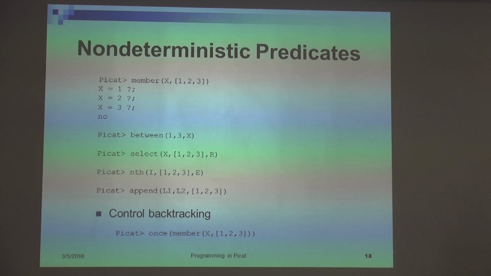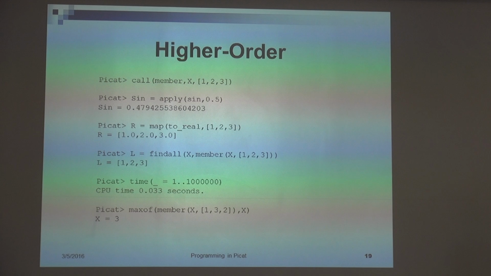Picat also supports logic programming relations. It supports non-deterministic predicates for which there are multiple solutions. For example, member(X, [1,2,3]): you ask what is X, and then the system can return multiple answers. This is the same as in Prolog. And you can use the once operator to control backtracking. In case you just need one solution, you can use this to prune the search space.